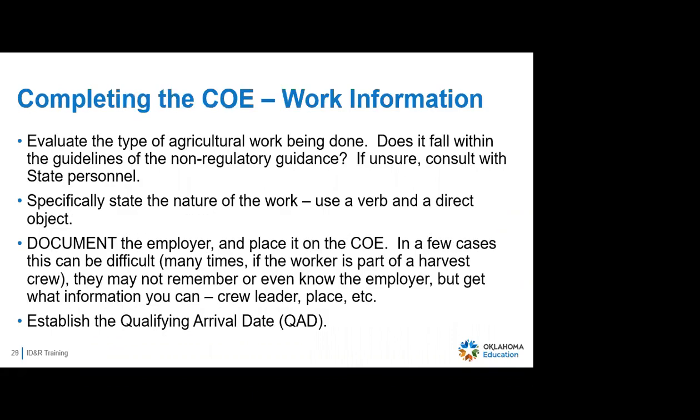Completing the COE, the work information. Evaluate the type of agricultural work being done. Does it fall within the guidelines of the non-regulatory guidance? If unsure, consult with state personnel. Specifically, state the nature of the work. Use a verb and a direct object. Document the employer and place it on the COE.